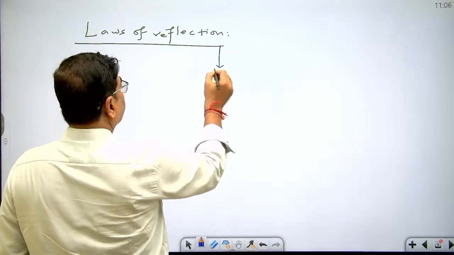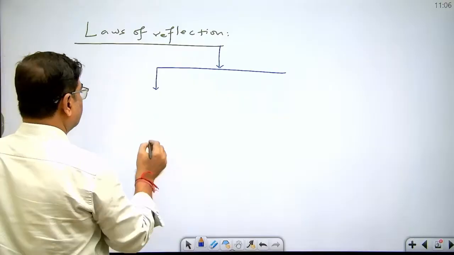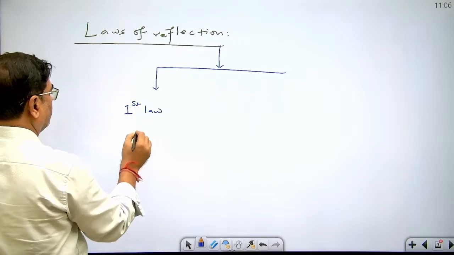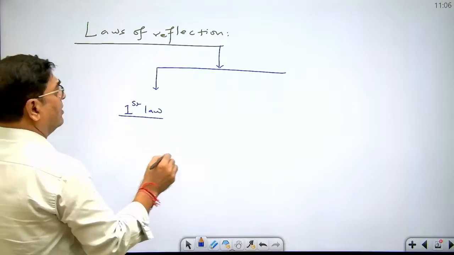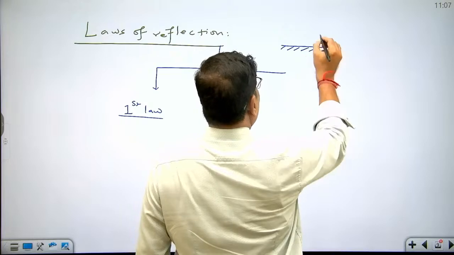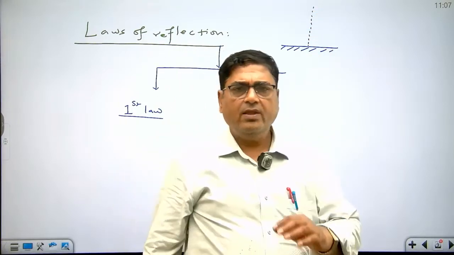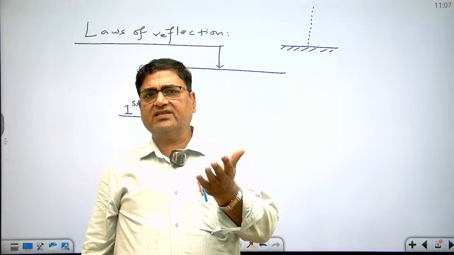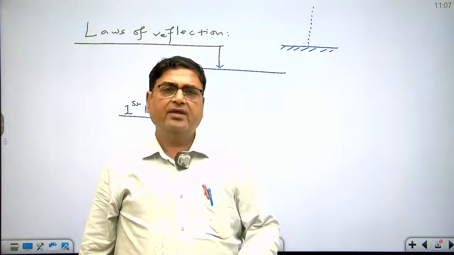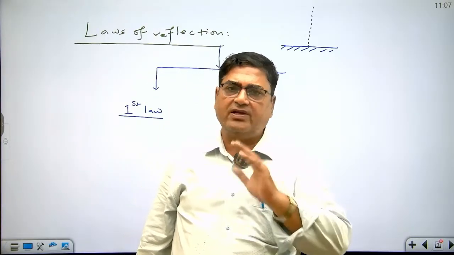There are two laws. First law, let's see this diagram. Suppose this is a plane mirror, and what is a mirror? A mirror is any reflecting surface that reflects the majority part of incident light in the same medium. If the surface of the mirror is plane, it is called a plane mirror. If the surface of the mirror is curved, it is called a spherical mirror.